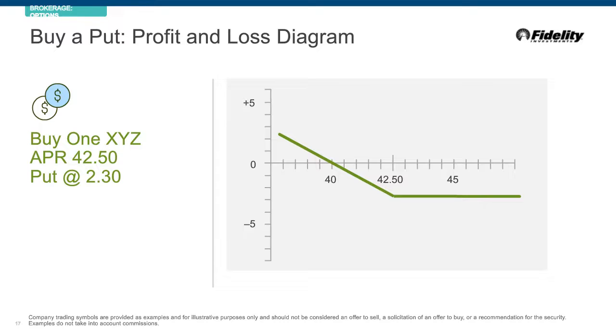So at what point do we reach our break even on this diagram? Remember that our break even for a put is the strike price minus the premium paid. So as the stock rises and gets closer to $40.20, we get closer to breaking even.